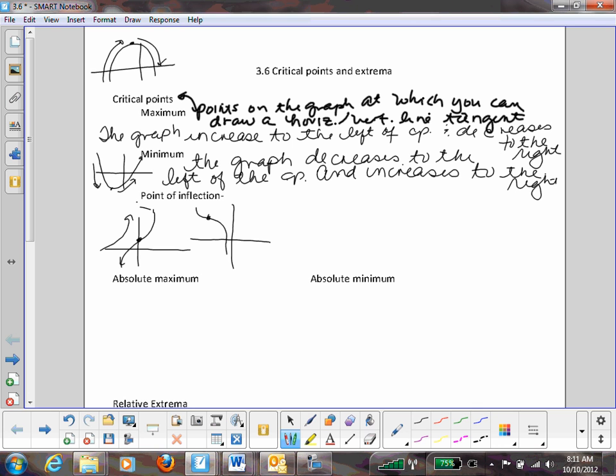No. Parabolas don't have points of inflection. They have a maximum. So your choices are a maximum, a minimum, or a point of inflection. Does that make more sense, Allie?